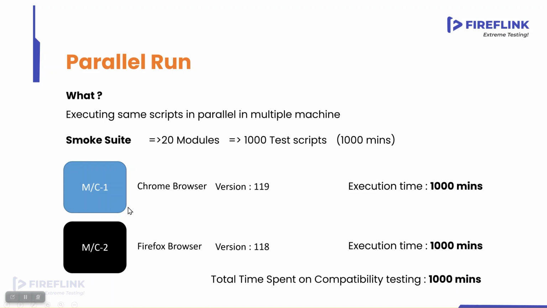But here, what I am doing is selecting two machines at a time. Parallelly, the execution will be happening in the Chrome browser in the first machine and in the Firefox browser in the second machine. So the execution time is around 1000 minutes for each machine. So I will be getting the same result in the same 1000 minutes, right? This is called a parallel run, parallelly executing the same scripts in multiple machines.